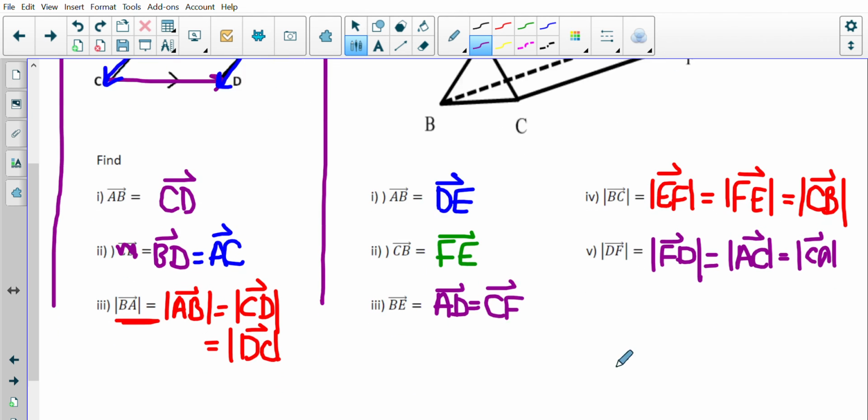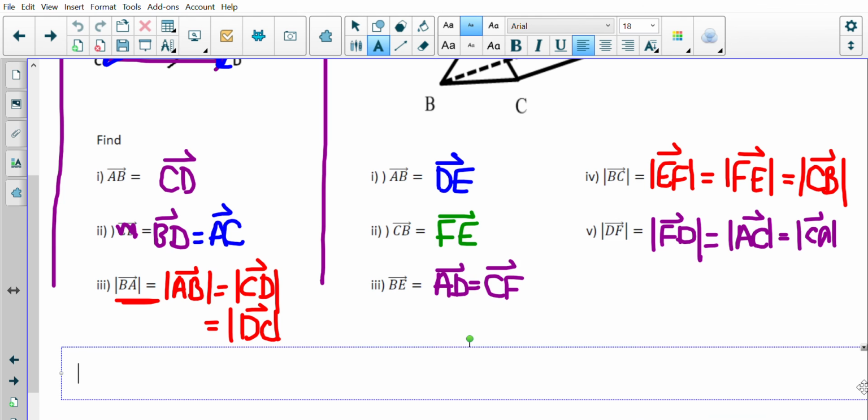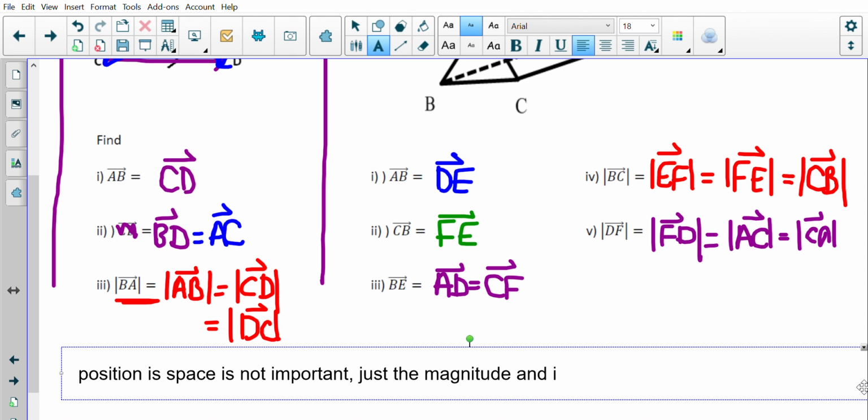Now, for all these examples, the key thing to know is that your position in space is not important. It doesn't matter where you are. It's just the magnitude and direction that are important with vectors.